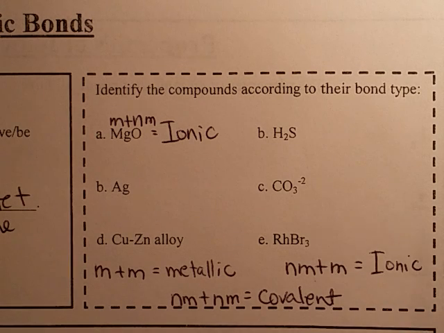All right, go ahead and pause the video and do the rest of these. Be sure to write down if they're metal to nonmetal, metal to metal, or nonmetal to nonmetal, and then write down what type of bond they are. Then start the video again so you can double check.